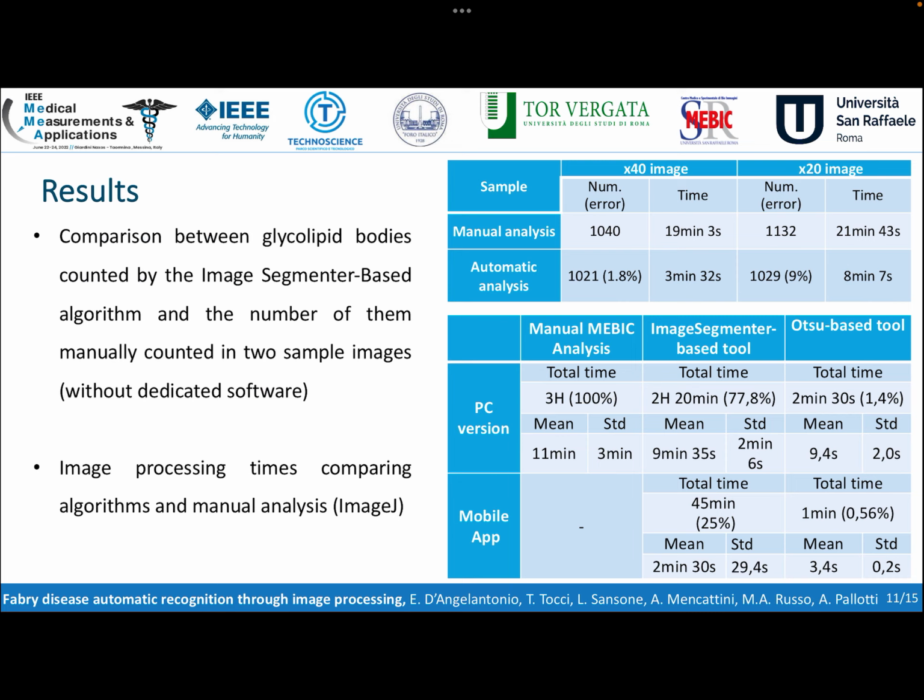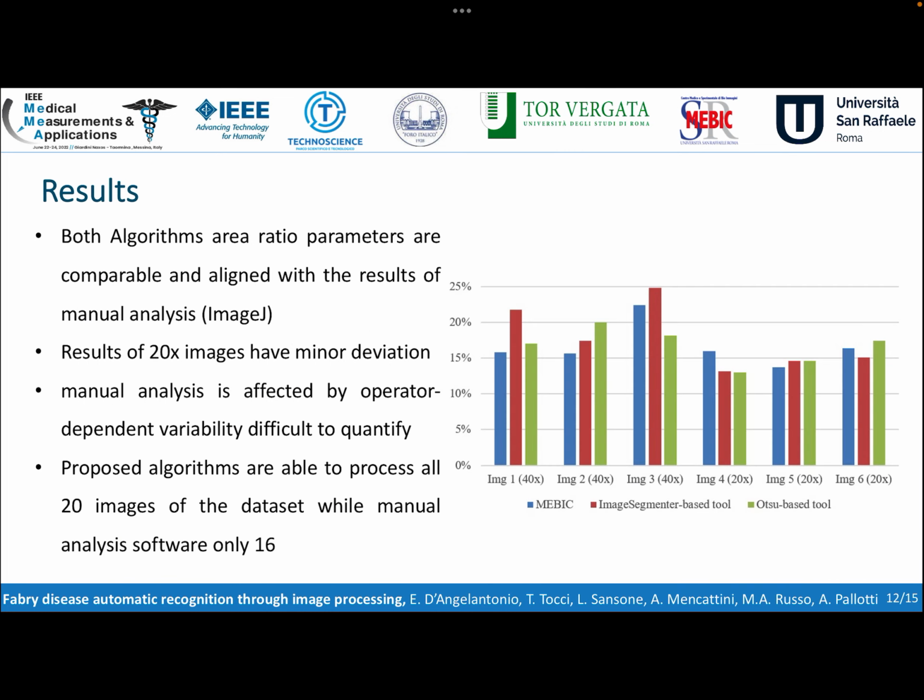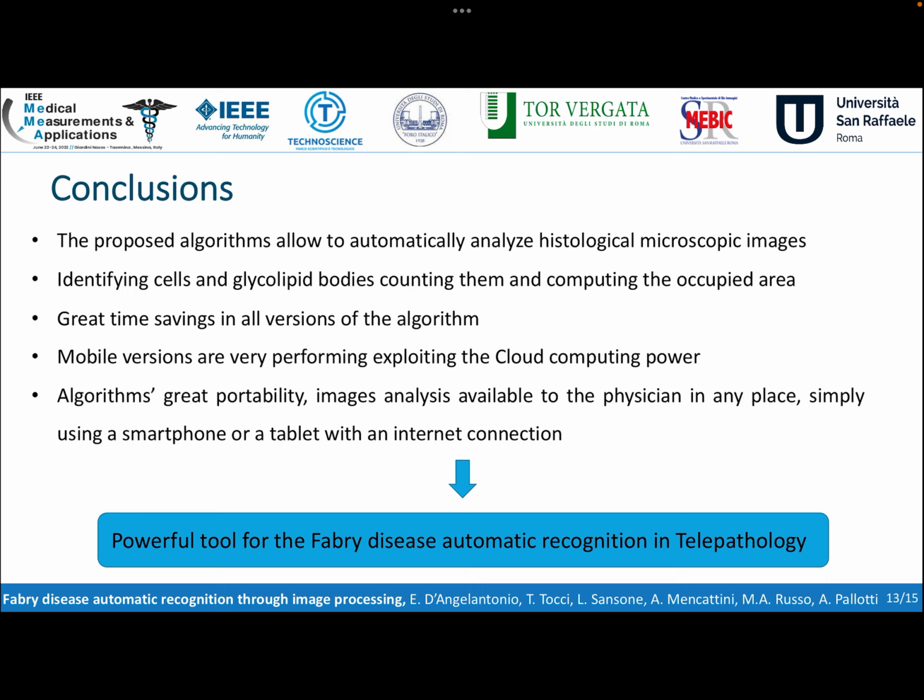While in the second table we can observe a very important result, which is the execution times of the codes. In particular, we can observe that the manual MEBIC analysis needs 3 hours for the process of 16 images, while our algorithms are much faster. For example, the image segmenter tool needs 9 minutes per image, but 2 hours and 20 minutes to process 20 images and not 16. But the most important result, in my opinion, is that the mobile application allows an image analysis in really few seconds, exploiting naturally the cloud computing.